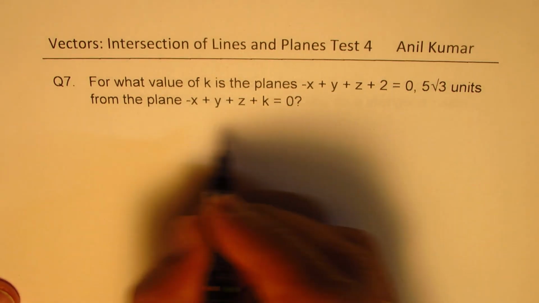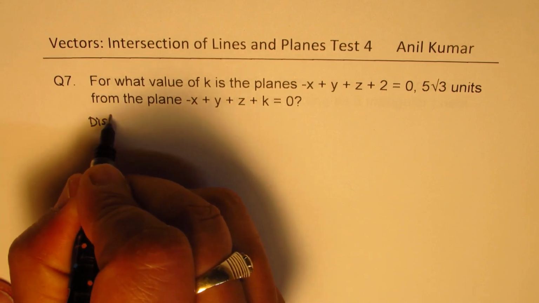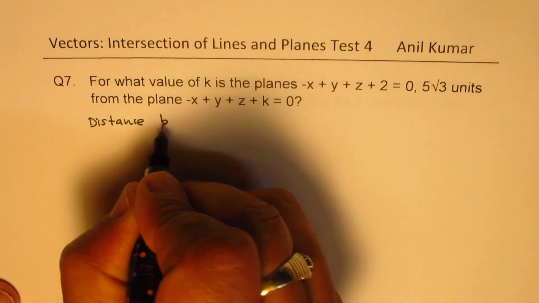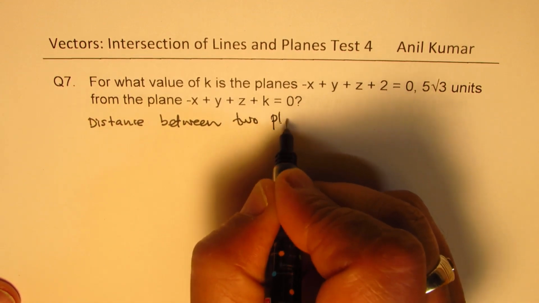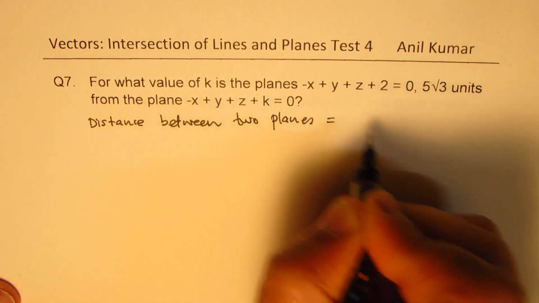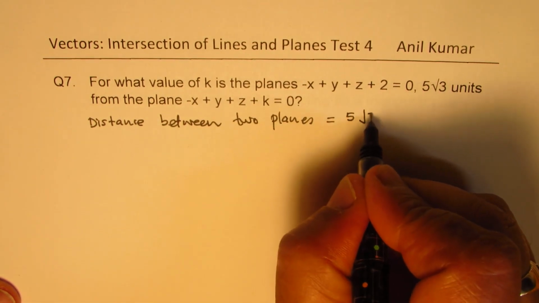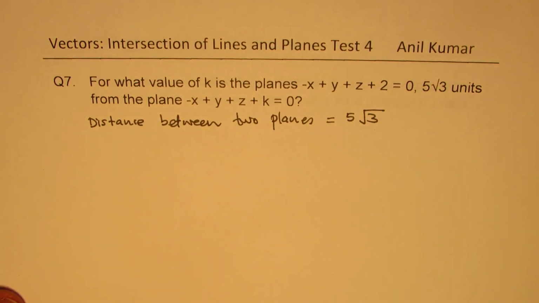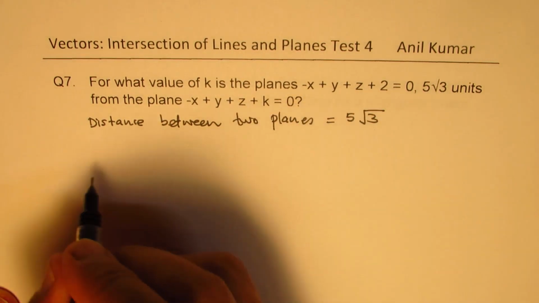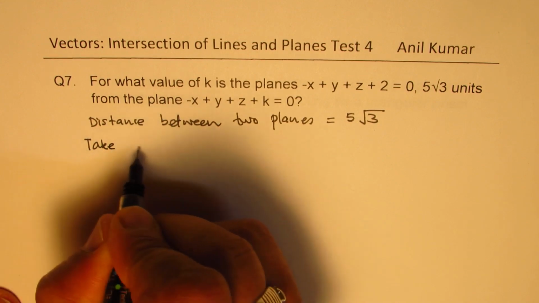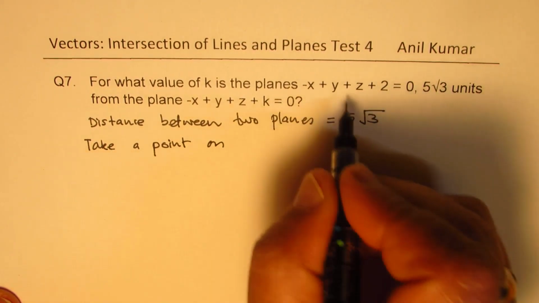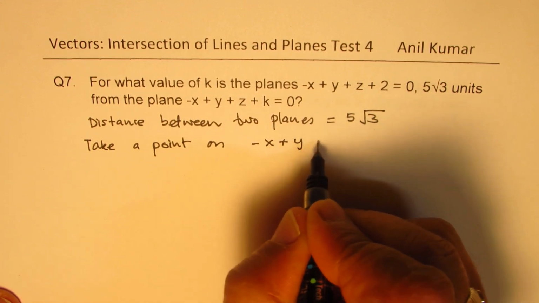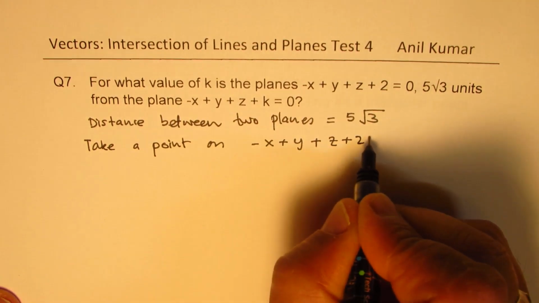So basically in this case, we need to find the distance between two planes, and this distance should be equal to 5 square root 3. That is the whole idea. So what we are going to do in this case is take a point on the first plane, which is minus x plus y plus z plus 2 equals 0.